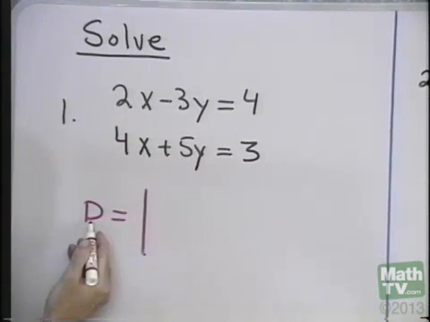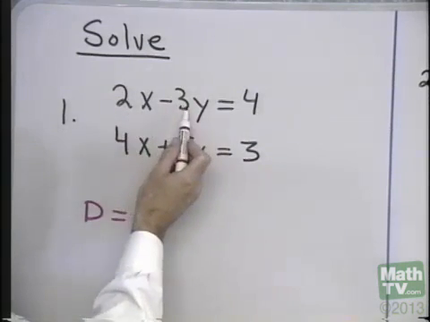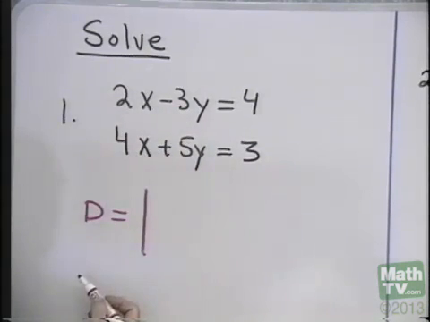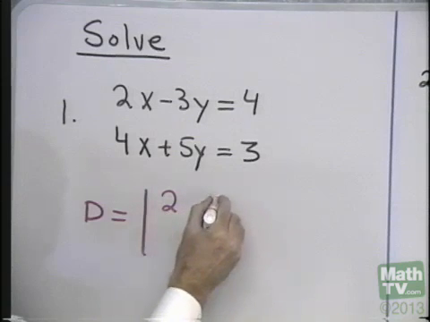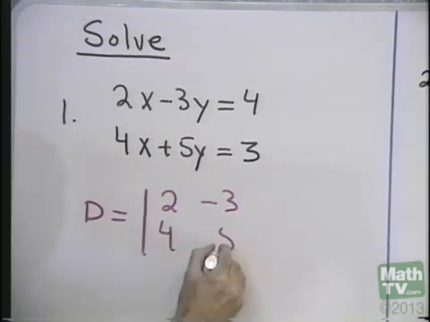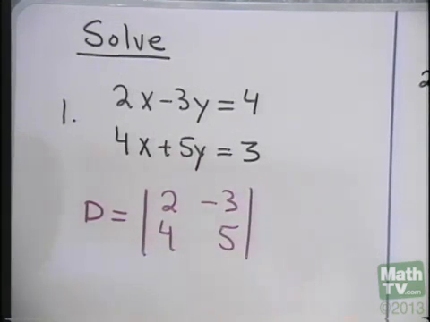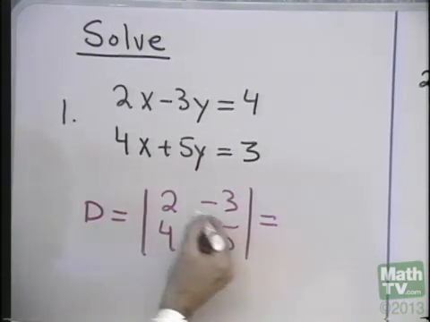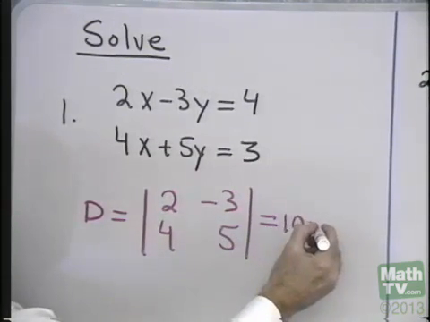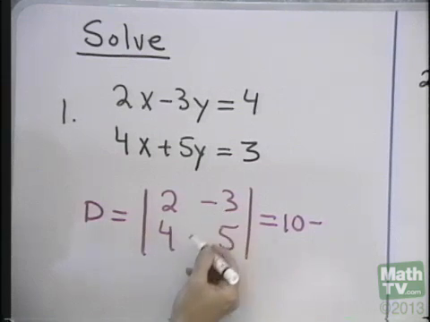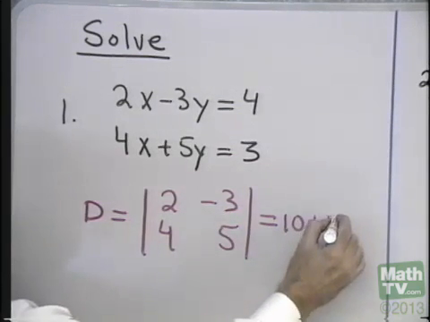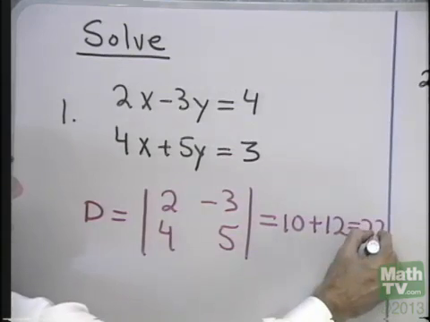The determinant big D is the determinant of just the coefficients of x and y in the system of equations. So it'll be 2, -3, 4, 5. Now, that determinant's easy to evaluate. That's going to be 2 times 5 is 10, subtract 4 times -3, which is -12. So 10 plus 12, which is 22.